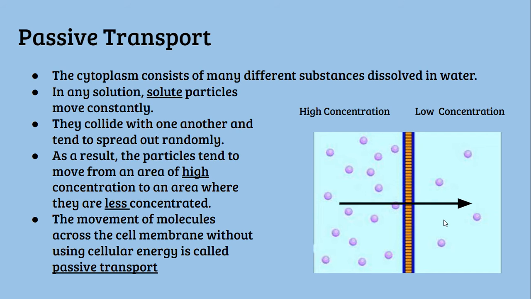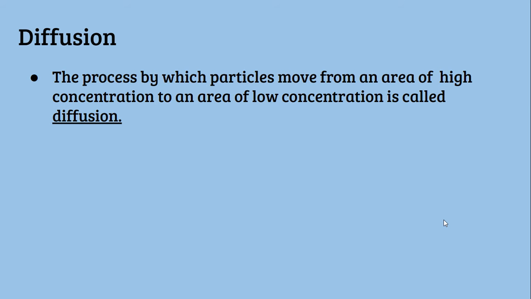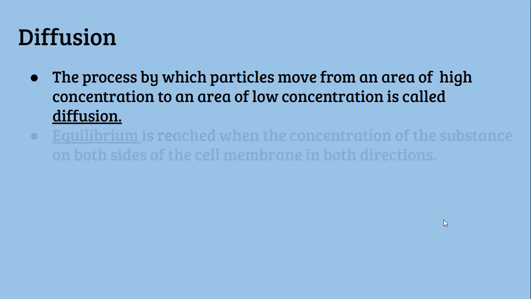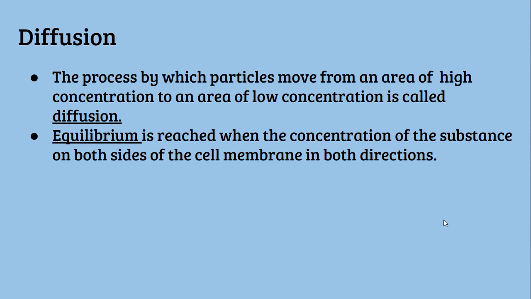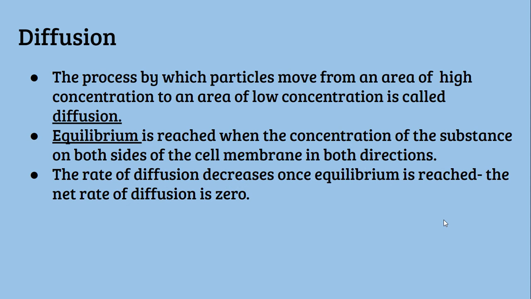Now, there are a couple of different types of passive transport we're going to discuss. In this video, the first one is simple diffusion. These are particles that easily pass through the membrane from an area of high to low concentration, and it does this to achieve equilibrium. So we want the concentration of whatever substance we're looking at to be the same on both sides of the membrane, moving in both directions. When that happens, the rate of diffusion decreases once equilibrium is reached, and there is no net rate of diffusion.